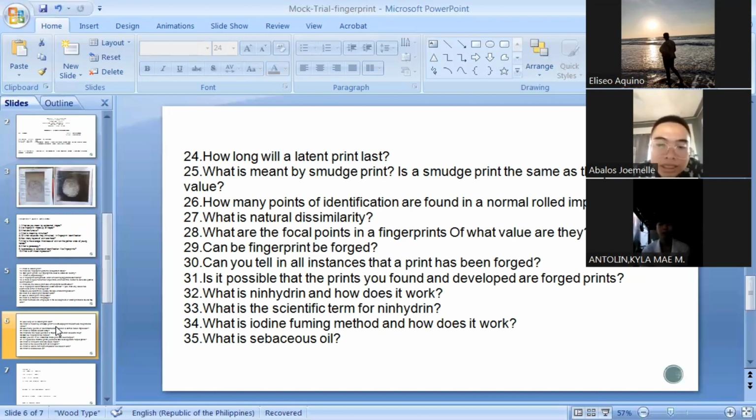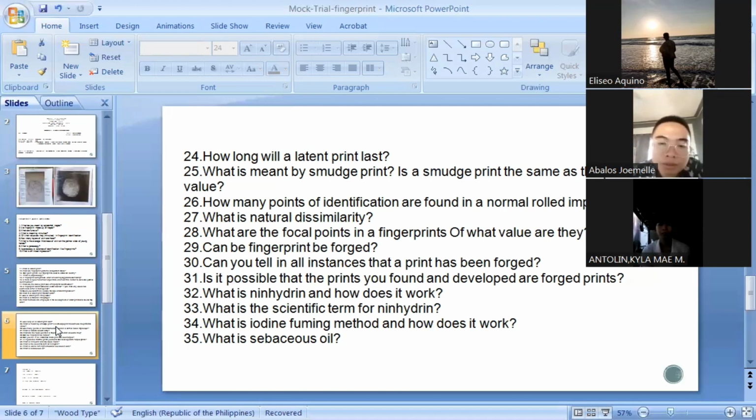What is ninhydrin and how does it work? Ninhydrin reacts with the amino acids in the fingerprint, which produces a purple latent print. 33, what is the scientific term for ninhydrin? 2,2-dihydroxyindane-1,3-dione.